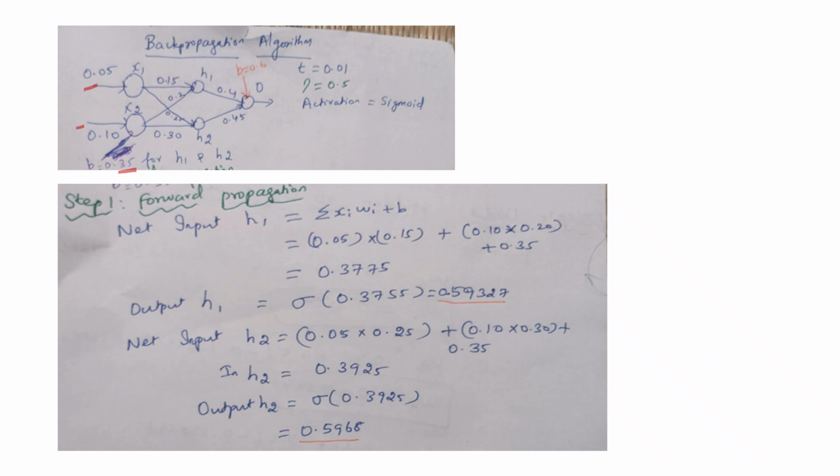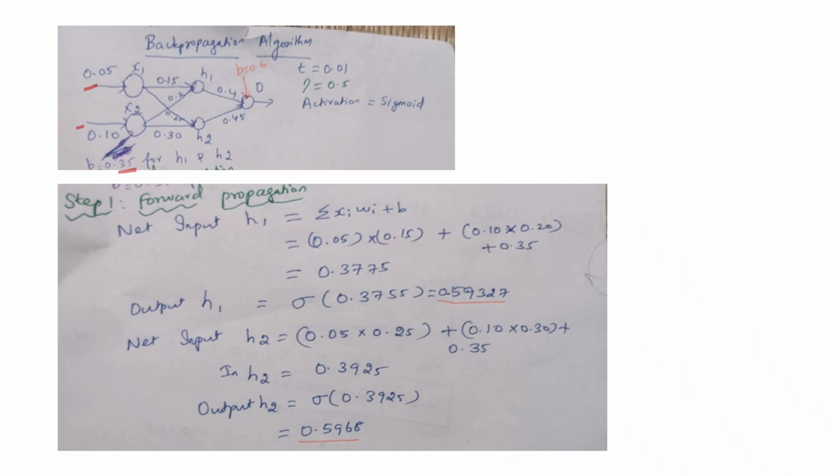Here the target is given as 0.01. It is fixed, and the learning rate is 0.5. It is also fixed. Activation is sigmoid. So where can the activation function be applied? In all the hidden layers and the output layer, the activation function can be applied. Here, what are fixed?